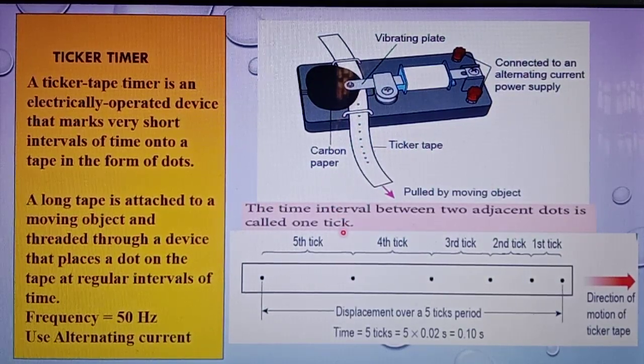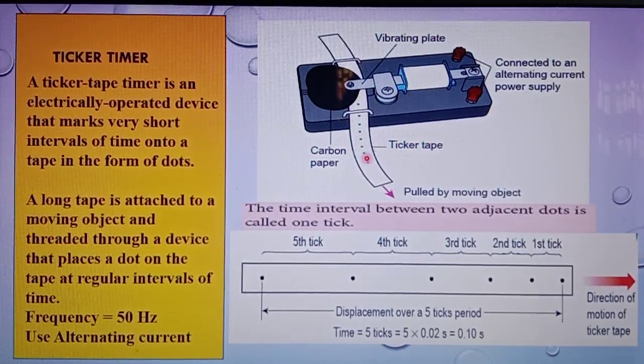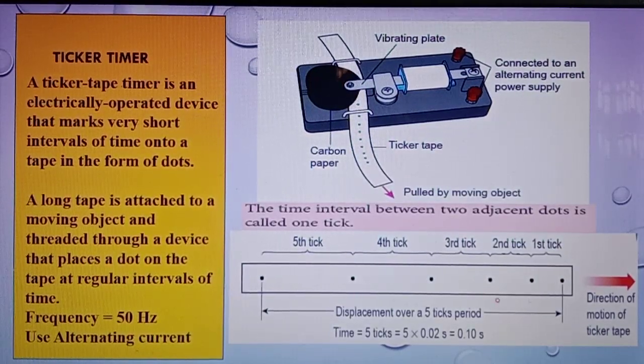What is the meaning of tick? Here, one tick is defined as the time interval between two adjacent dots. So we count one tick between two dots. Look here, this is one ticker tape. How many ticks are on this ticker tape? If you just count dots, how many dots do we have? 1, 2, 3, 4, 5, 6. There are 6 dots. But between two adjacent dots, we count one tick. So this is one tick, one tick, one tick, one tick, one tick. So there are 5 ticks altogether.